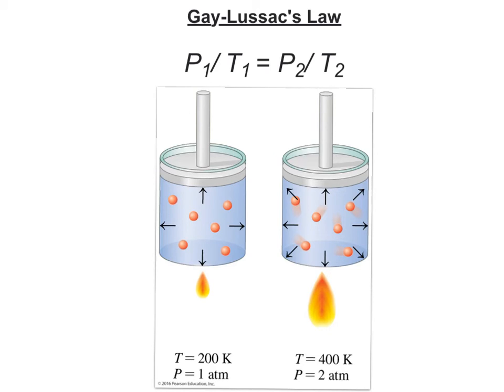This direct relationship between the pressure and the temperature of a gas is known as Gay-Lussac's law, which states that the pressure of a gas is directly proportional to the Kelvin temperature, as long as the volume and the amount of gas are kept constant.